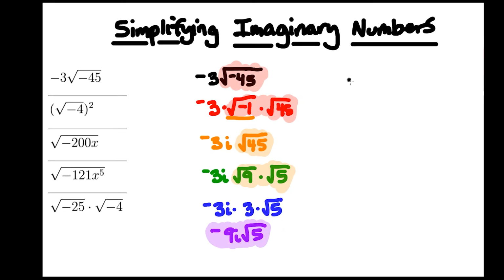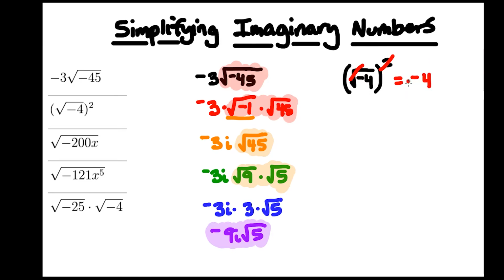So the next one we have is the square root of -4, and the whole quantity of this is squared. First thing we're going to do is, if you notice, the square and the square root are actually inverses of each other, so that kind of makes it easy. You can just cancel these out and you're left with -4 as your final answer.